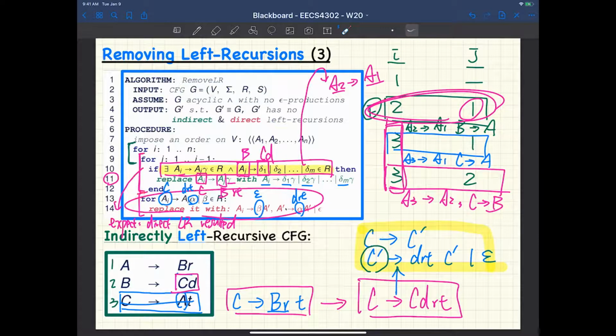Let's say there's a grammar where there's simply no indirect nor direct left recursion. In that case, you don't have to do anything. The grammar will just be the same, right?